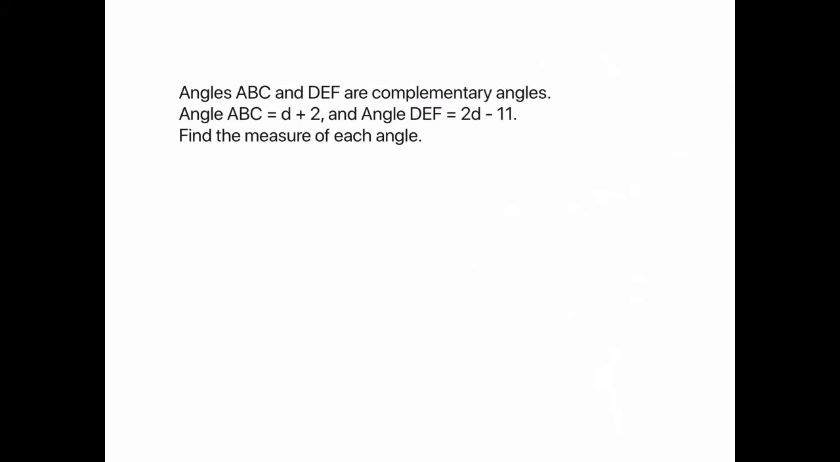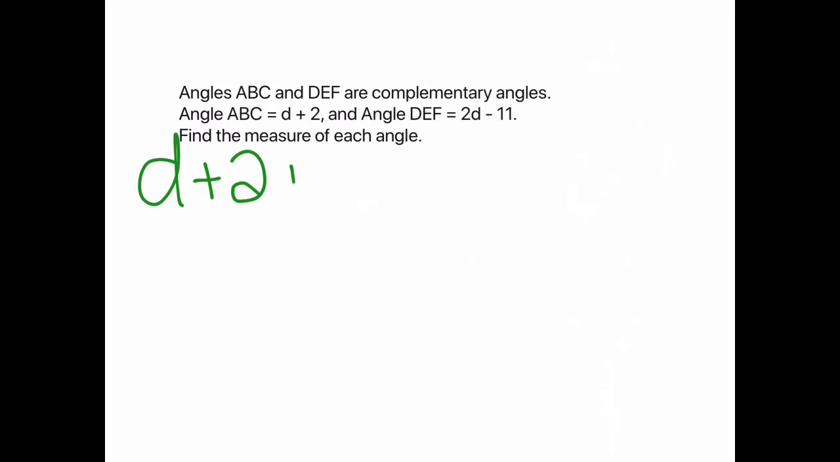And for our last question here, because questions 9 and 10 are just repeats of other questions, it says angles ABC and DEF are complementary angles. Remember, supplementary means it adds up to 180. Complementary means it adds up to 90. So it says angle ABC equals D plus 2, and angle DEF is 2D minus 11, and they want us to find the measure of each angle.